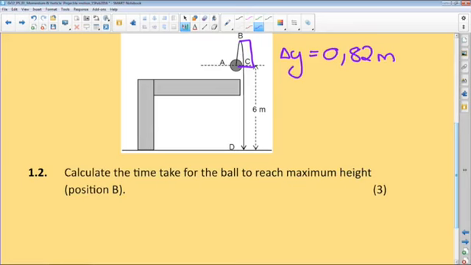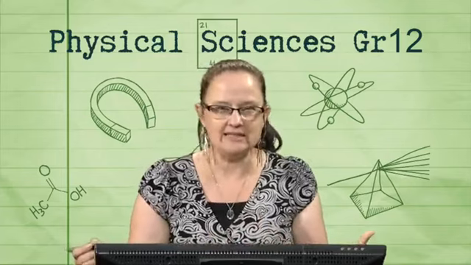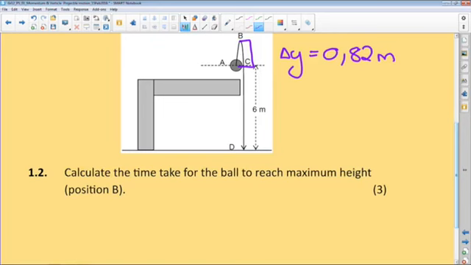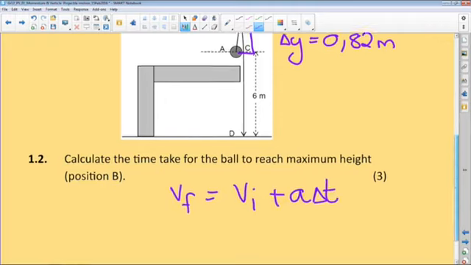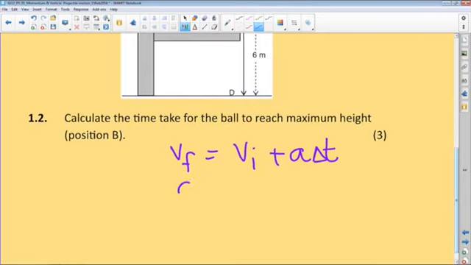I want to try and avoid using delta y because what if I got it wrong? What if we didn't get it right? And plus there's an easier equation because look here. Vf equals Vi plus A delta t. Now watch what I'm going to do here. Vf was 0 to get to part B. Vi is 4. What mustn't I forget? This is minus 9,8 delta t.